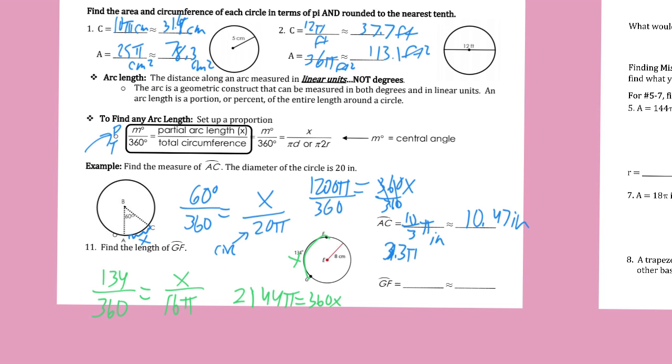Divide both sides by 360. So I'm going to just divide by 360, and I get 5.95555. So 5.96 pi, and that's going to be in centimeters. And then to approximate, you times that by the pi key. So you just take 5.96 times pi, and you get 18.71. And that's going to be centimeters.